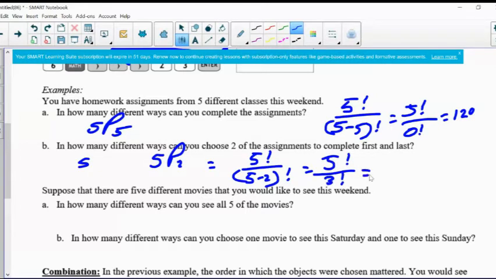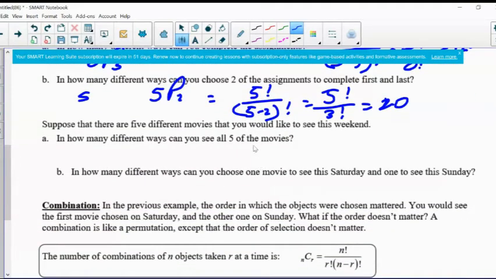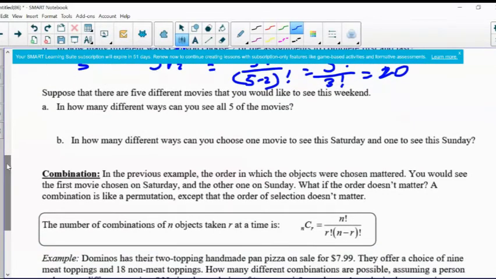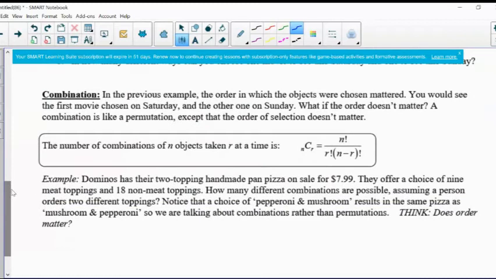So 5 choose 2. Okay. That's just 5 times 4, or 5 factorial over 5 minus 2 factorial, which is 5 factorial over 3 factorial, which is 20. Okay. There are 20 different ways to choose the first and the last. Okay. I want you to do this one, and you'll come back and see your answers. Check the notes answers. Okay.